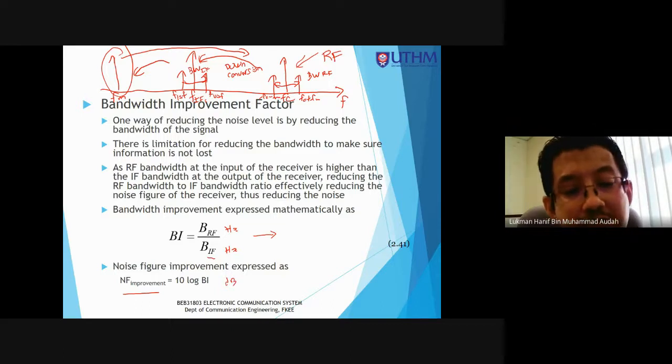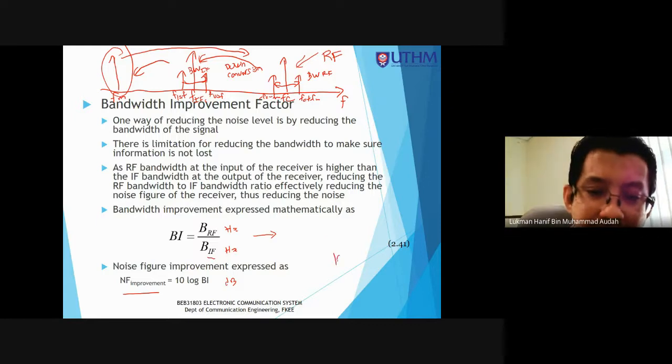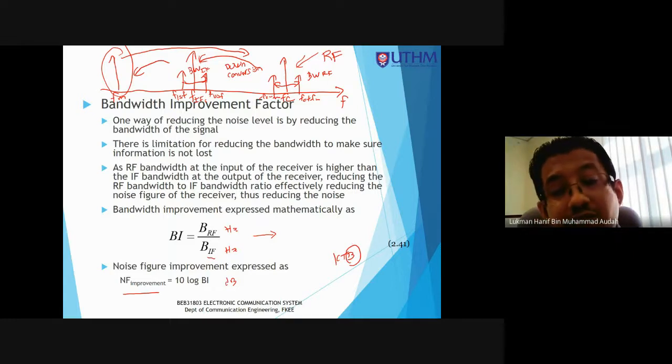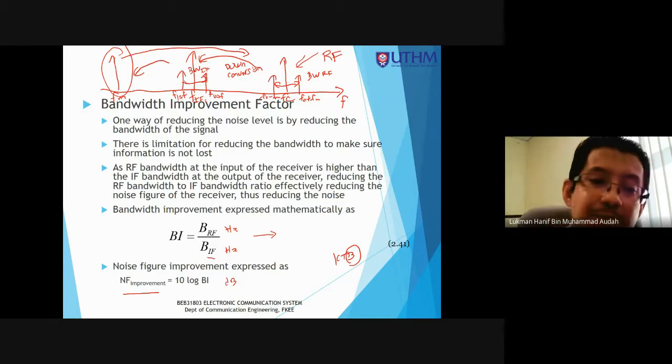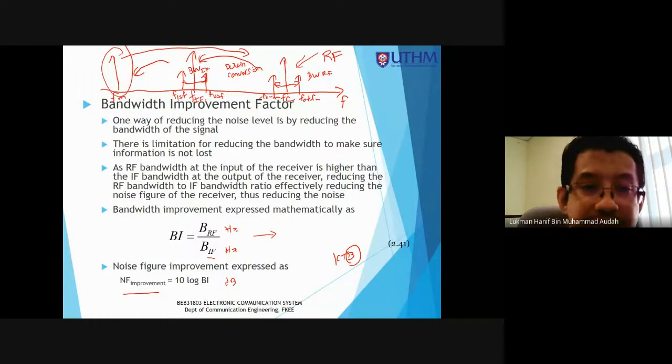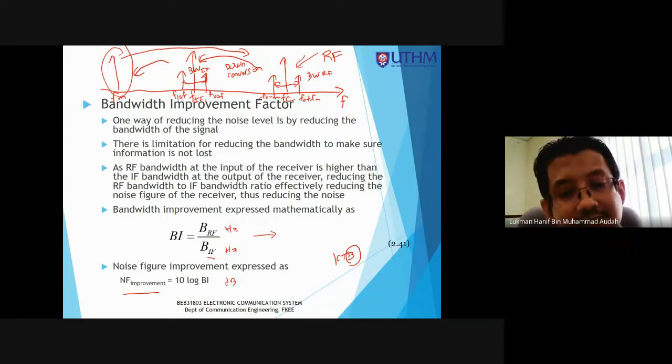So maknanya lagi kecil nilai bandwidth of IF, lagi bagus. If we manage to produce a smaller amount of IF bandwidth, it is better. Kenapa lagi bagus? Remember KTB, remember KTB. If we manage to reduce the bandwidth, that means we can reduce the noise power. Kalau kita reduce noise power, maknanya jumlah noise makin kecil, which is much better. So ideally, we want to produce very small intermediate frequency. So that's the best case.